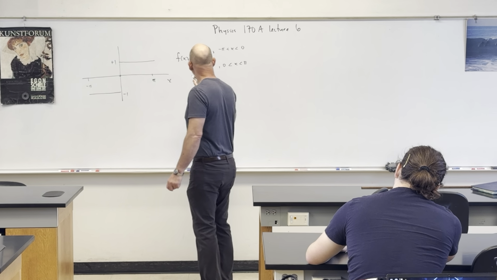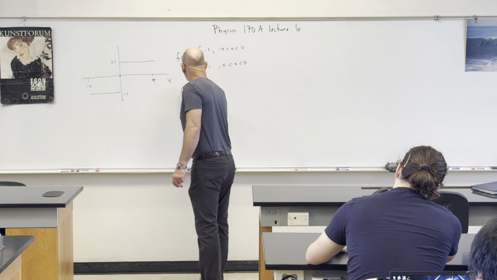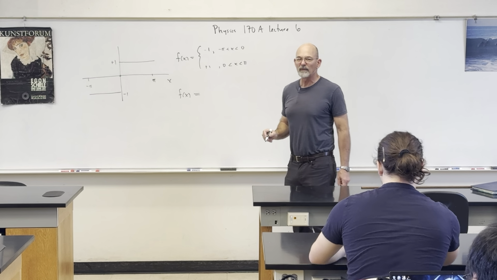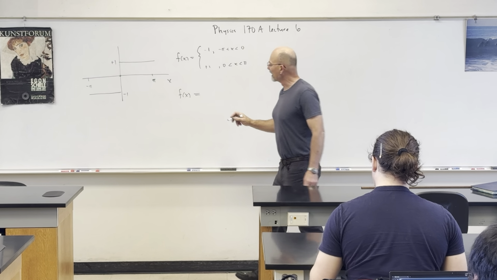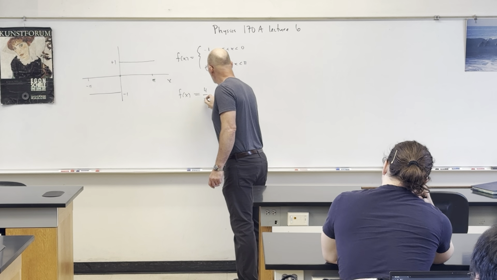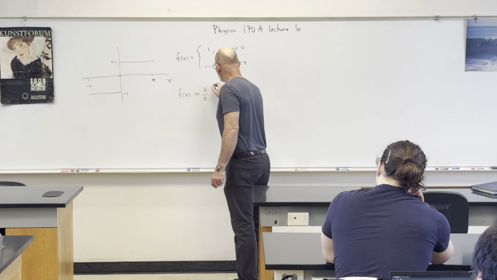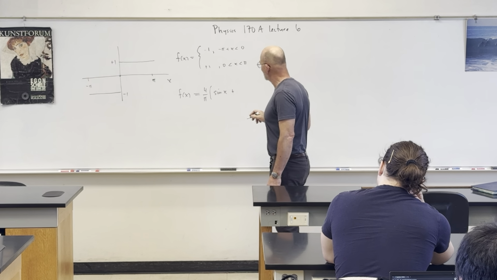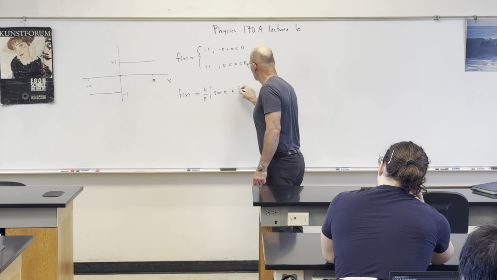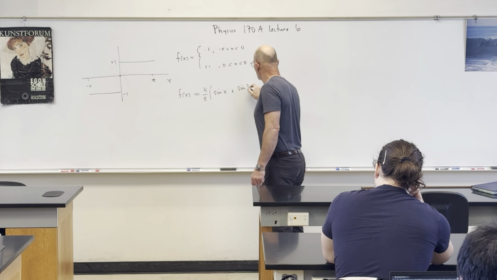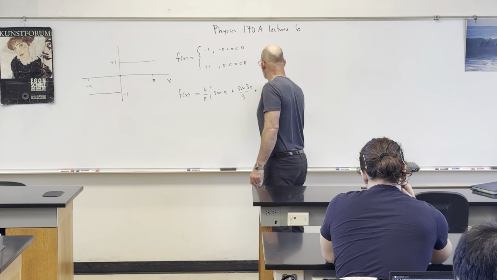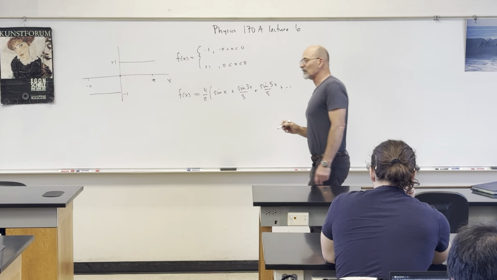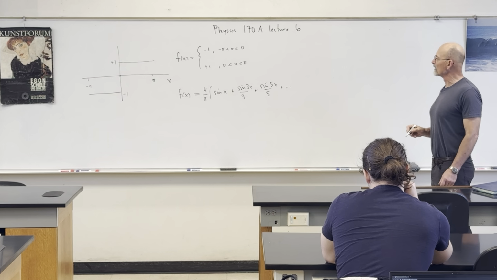What we did find was f of x, and you guys help me out here. What did we have? 4 over pi? Sine x, yeah. So 4 over pi was a common factor here. Then we had, so I'll factor that out, sine of x plus sine of 3x over 3, plus sine of 5x over 5. And then the pattern was clear. Okay, so we had an infinite series there.